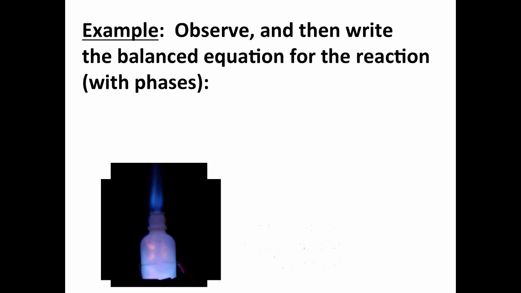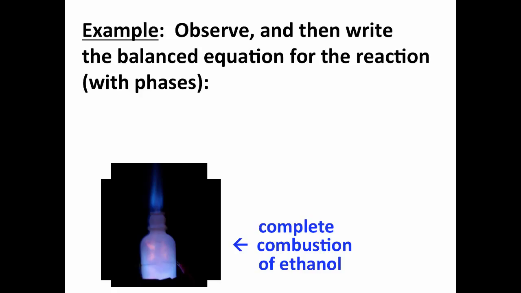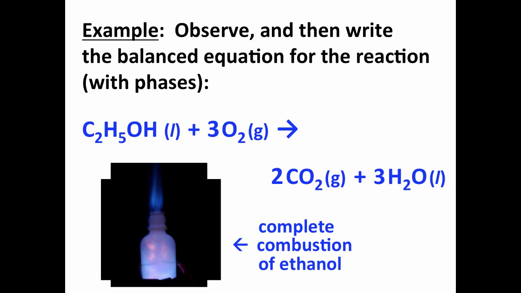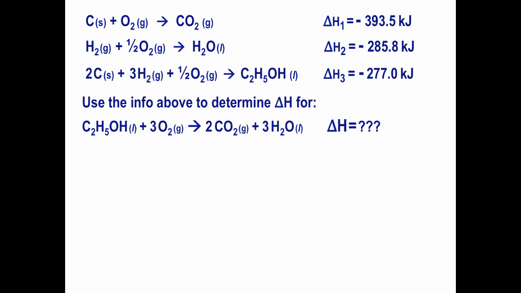Well, this is the complete combustion of ethanol that occurs, and you should be able to write the balanced chemical equation for this reaction. And that's what it looks like. Ethanol is C2H5OH. It reacts with oxygen to make carbon dioxide and water, and there's the balanced chemical equation for that reaction.